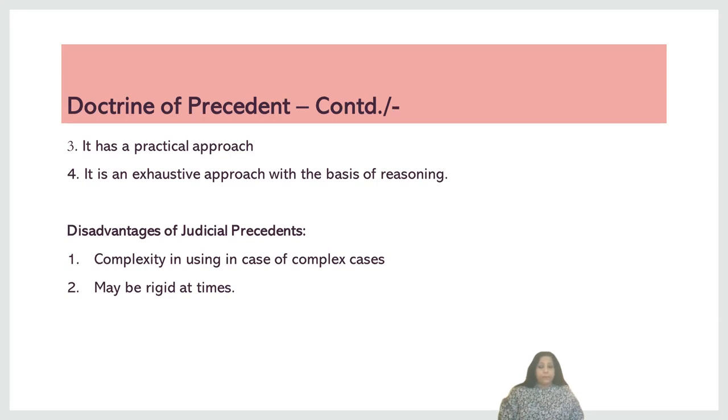Judicial precedents comprise a major chunk of the common law system. That's why we say so. What is the common law system? England, Australia, India. So the common law system is mostly a judicial precedent based system, and therefore we call it the judge-made law system. Laws are basically made by the judges. Of course, they have the legislature. We have the Parliament House, which normally legislates, which makes laws.